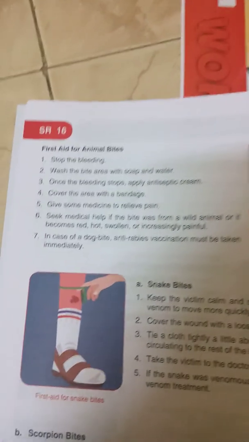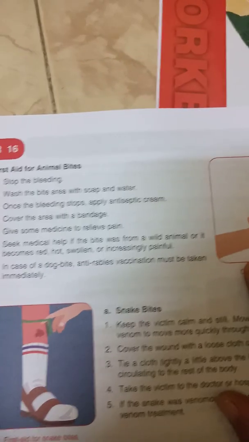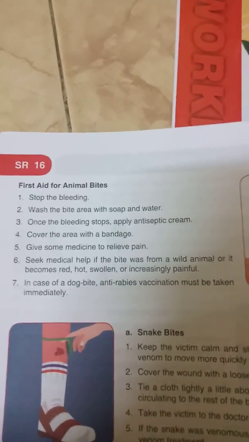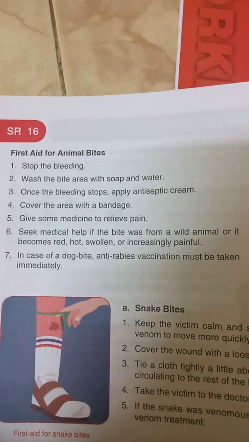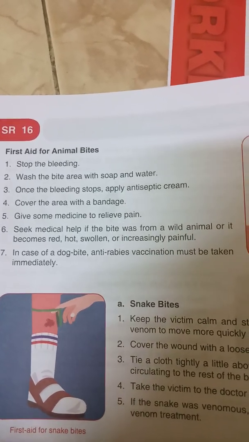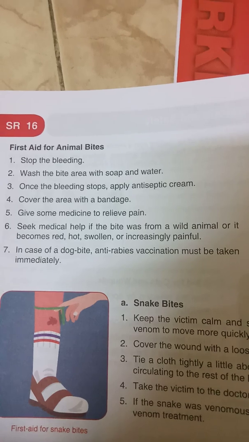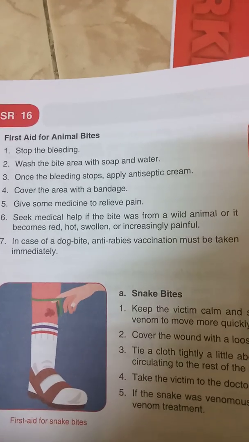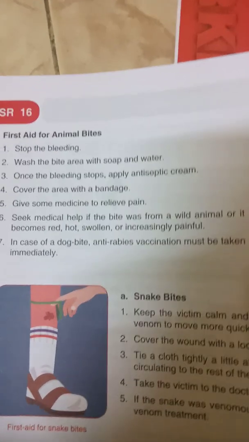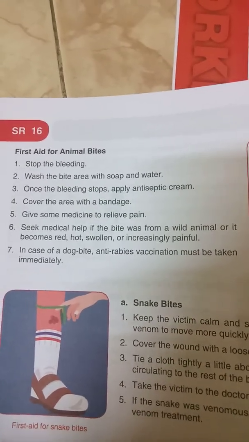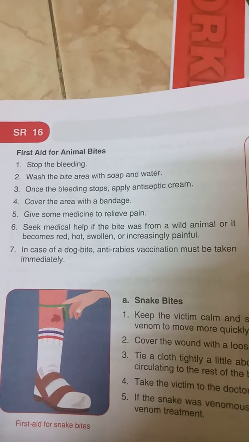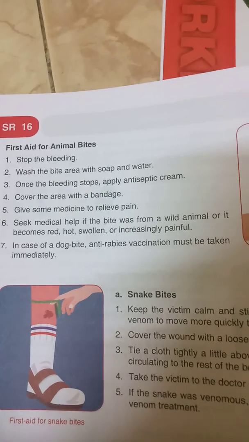Then next, first aid for animal bites. Animals ஏதாவது கடிச்சிச்சு அப்படின்னா என்ன பண்ணுறது? Stop the bleeding. Wash the bite area with soap and water. Once the bleeding stops, apply antiseptic cream over the area with a bandage. Give some medicine to relieve pain.